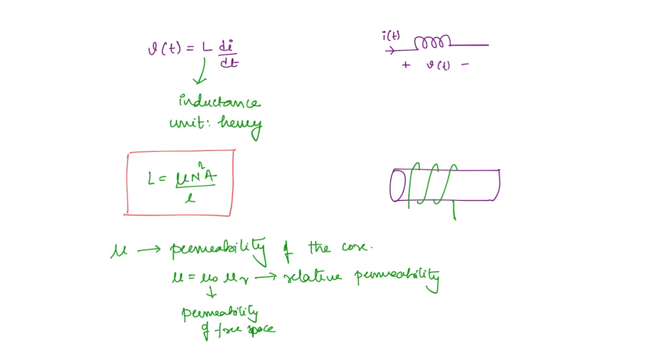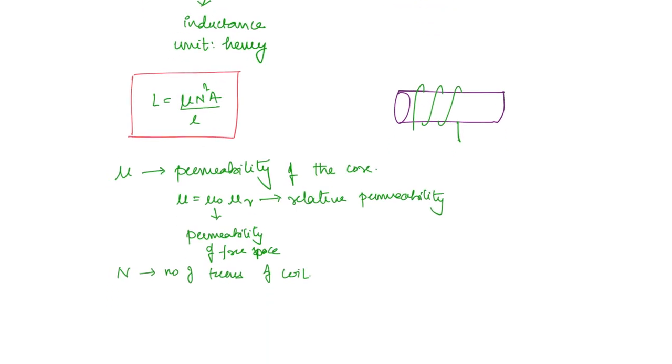Okay. Next, what is N? This is the number of turns of the coil. Next, A is the area of cross section of the core on which it is wound. So that means this area what we have here, that area of cross section is going to be A. And finally L. L is the length of coil. So that means this distance. This is L. Okay. So this is how we find out the inductance of a particular coil.